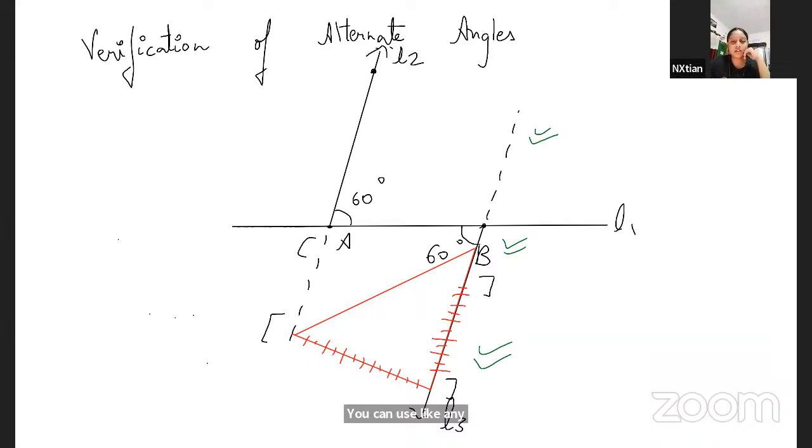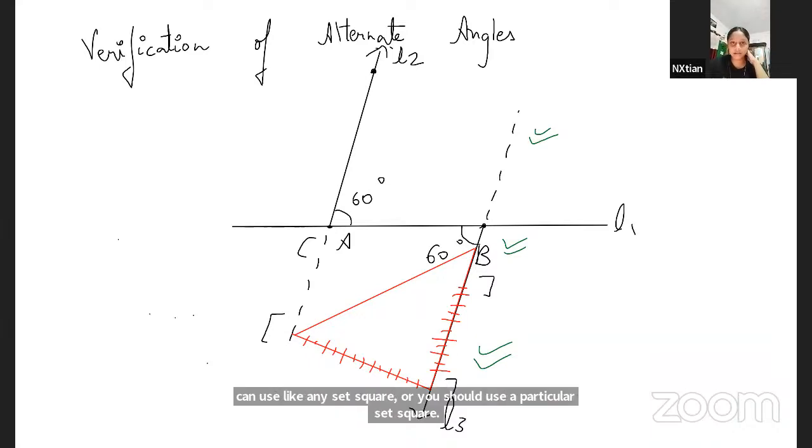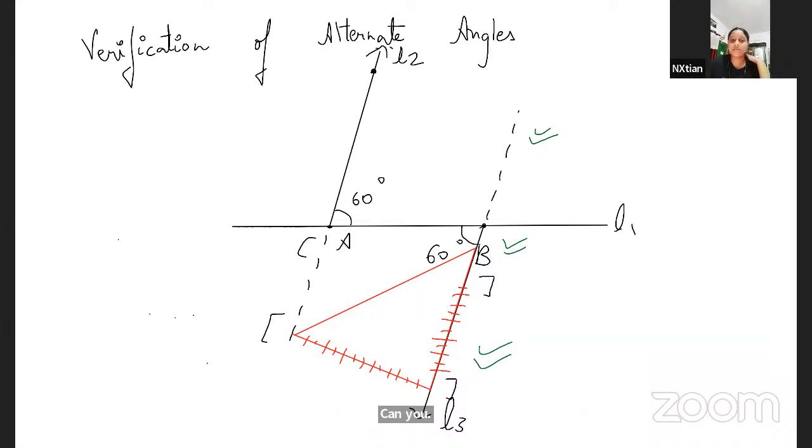Ma'am, can you use any set square, or should you use a particular set square? I think any set square you can use. It's just for the measurement. Okay. And yes, any doubts, anyone?